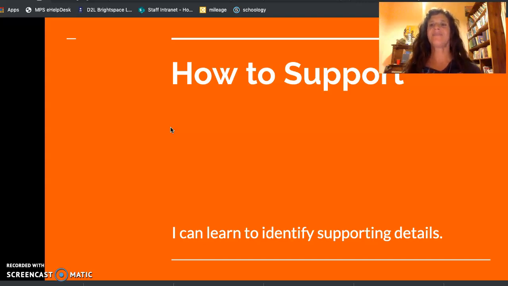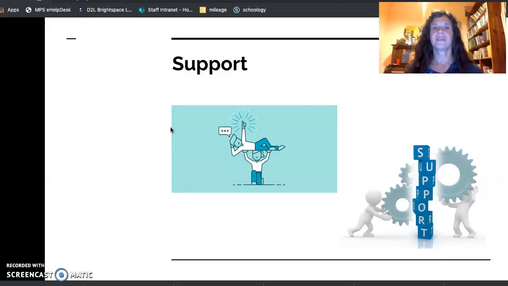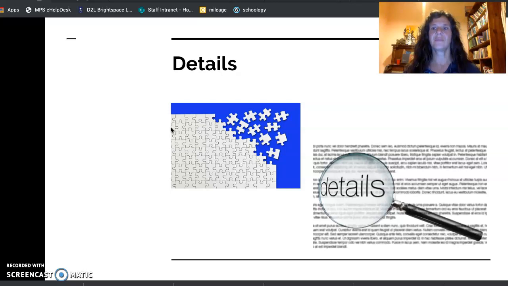Today's learning target is I can learn to identify supporting details. Let's break it up. What is support? So, yeah, holding someone up, building something up, something that helps or agrees with. All right. So then what are details? Yeah, small parts of something.